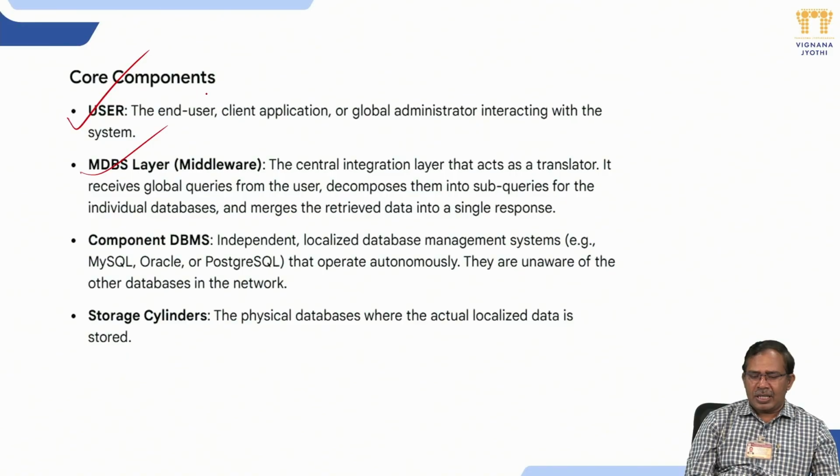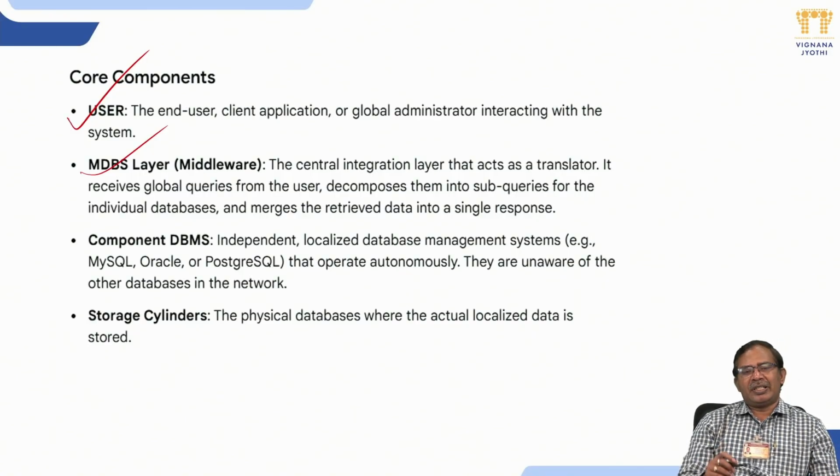The MDBS layer is the central integration that acts as a translator. It receives the global queries from the user, decomposes them into subqueries for the individual databases, runs them with their support, and merges the retrieved data into a single response. So in this distributed DBMS, we can have different types of DBMS. One is MySQL, the second one is NoSQL. Then how are these two able to communicate? The MDBS layer is required to act as the translator.